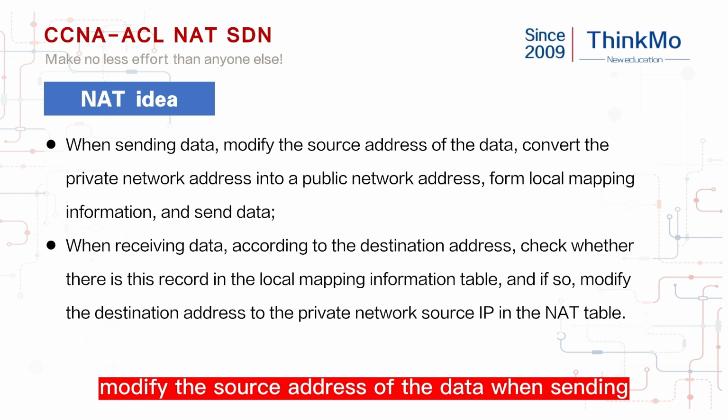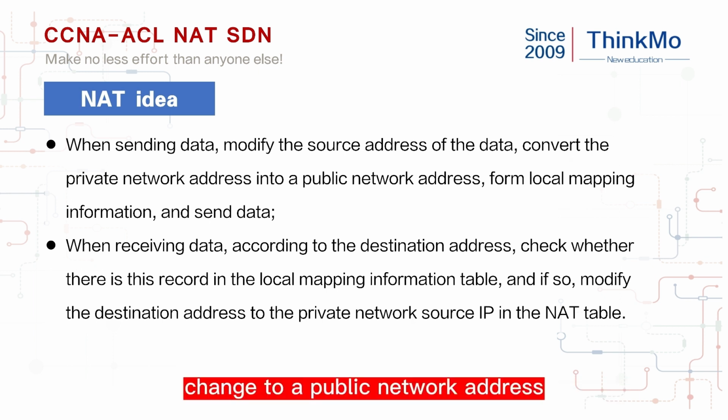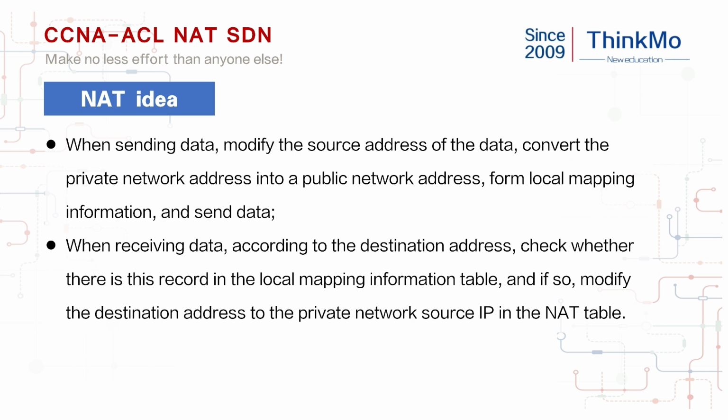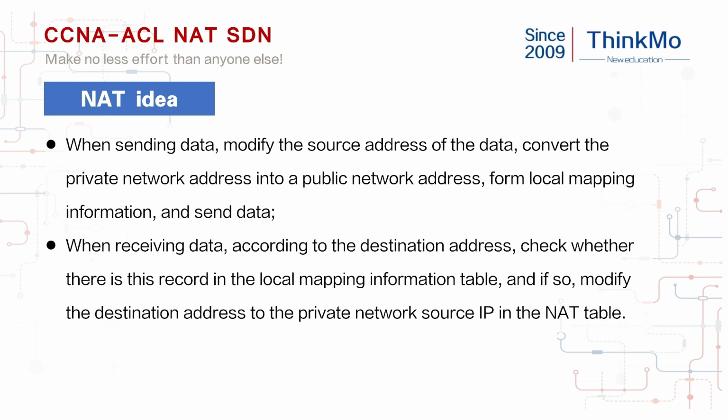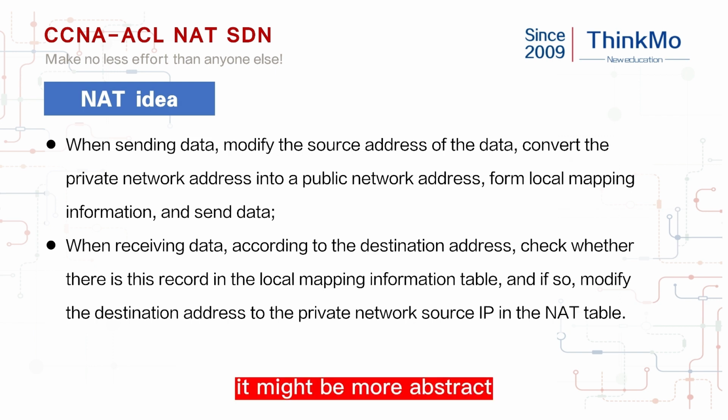Modify the source address of the data when sending, change it to a public network address, form a message locally and send it out. When receiving data in the future, sent to this public address, I check in the local mapping table: is there a private network address converted to this public address just now? If there is, I will change the current destination address to the original source IP address of the private network, and send this data again. It might be more abstract.